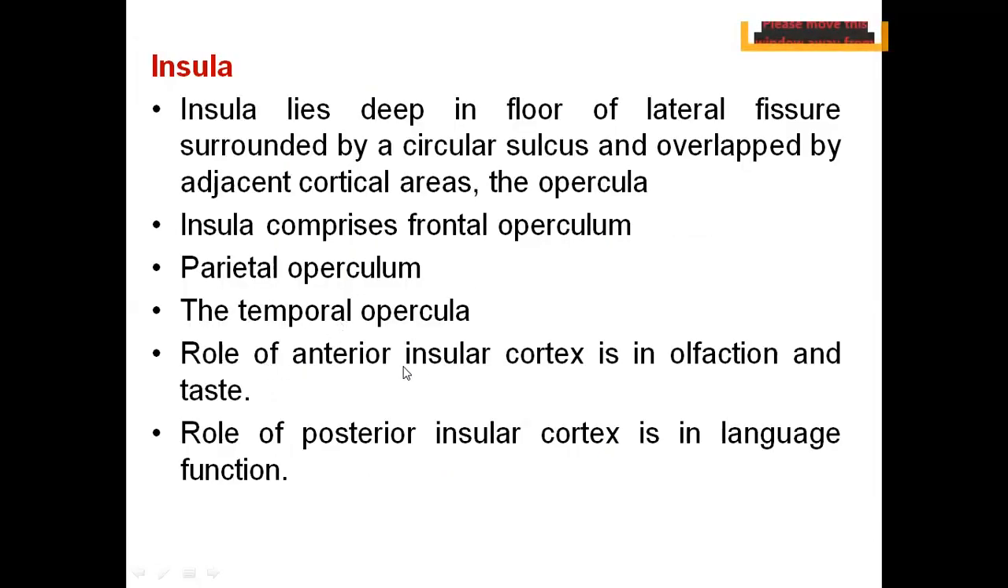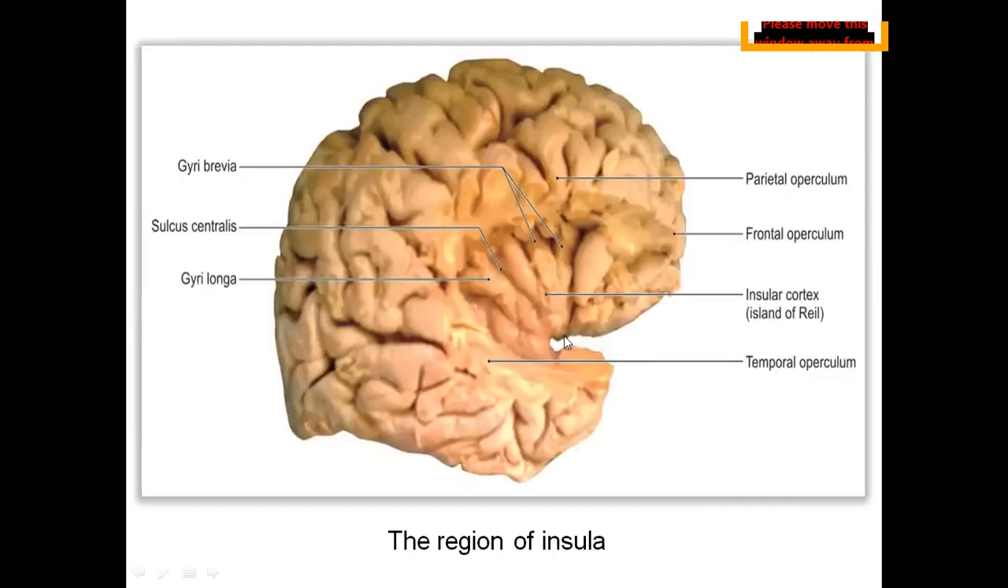The anterior insular cortex helps in olfaction and also taste, and the posterior insular cortex helps in language. If you observe this insular region, here also we have many sulci and gyri. If they are long in size, we call them gyri longi. If they are small in size, they are called gyri brevis.